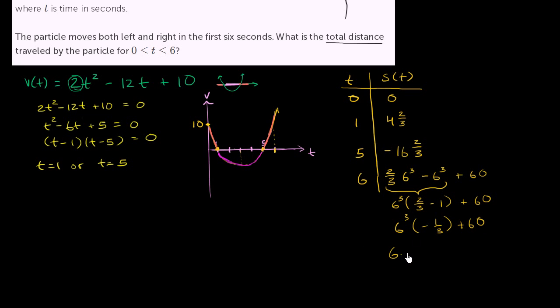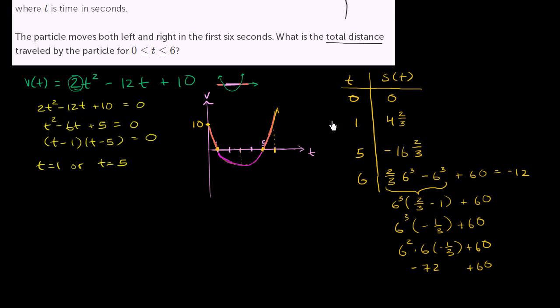Let's write it this way. This is going to be 6 squared times 6 times negative 1/3 plus 60. This right over here is negative 2, so it's negative 2 times 36. This is negative 72 plus 60. So this is going to be negative 12 right over there.